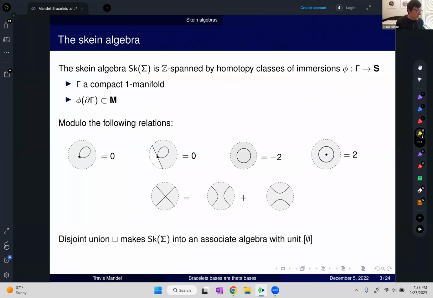Okay, so now the skein algebra. We associate a skein algebra to this surface sigma. So this is spanned over Z.